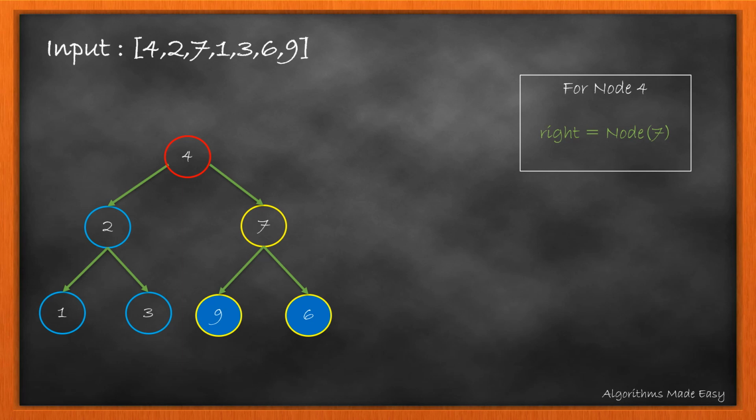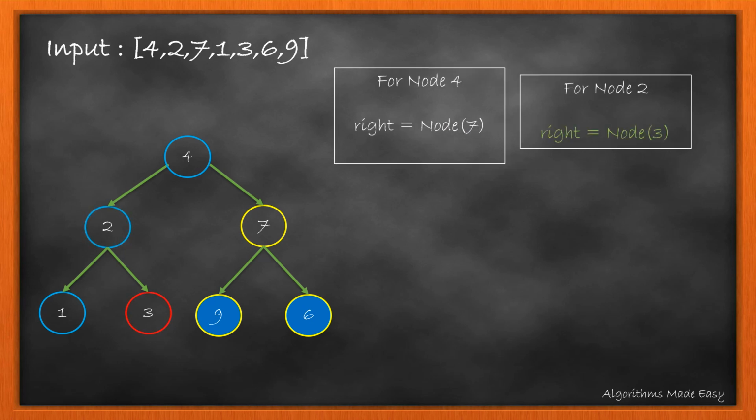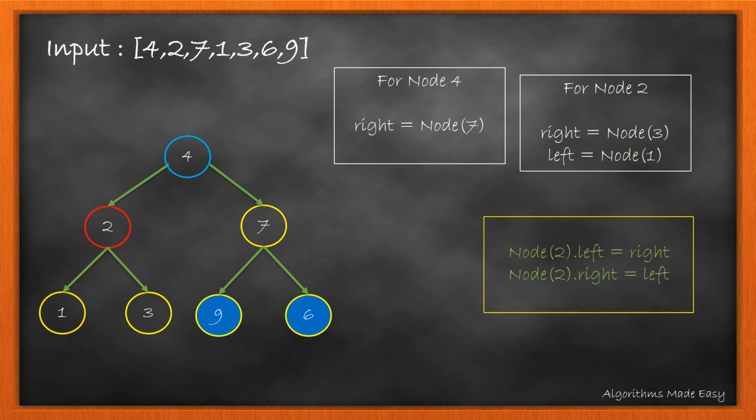We now move to the other side. While moving, we see for node 4 the right is 7. We will again go to the rightmost leaf node on the left side. We can see that 3 is the rightmost leaf node and is also the right node for node 2. We will store it in a variable right. Node 1 becomes the left node for the node 2, so we store this one in variable left. We will now swap these nodes by assigning the left and right we calculated to the right and left of the node 2 respectively. The updated tree looks like this.